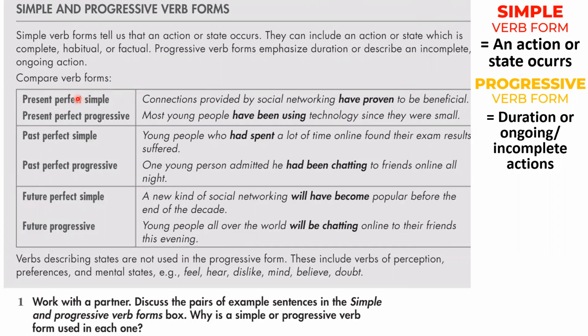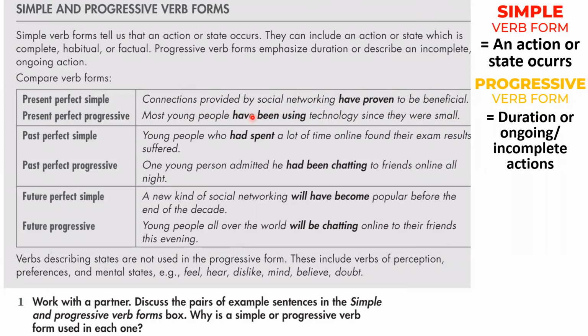For example, in the present perfect simple, we have an example here that says, "Connections provided by social networking have proven to be beneficial." All right, so here we can say that these connections have already been proven. So this is a fact that they are beneficial. But here we have a sentence in present perfect progressive: "Most young people have been using technology since they were small." In this case, we are emphasizing the duration.